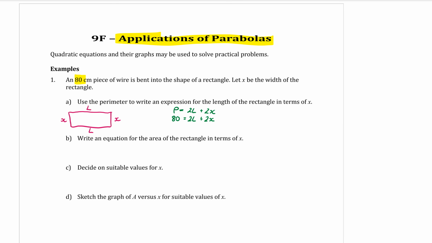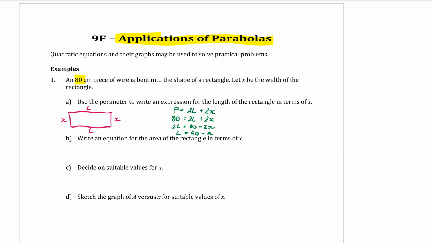80 equals 2L plus 2x. And I've been asked to get an expression for the length of the rectangle. That means I want to make L the subject of this equation. So I want to leave the 2L here, and I'm going to subtract the 2x across to the other side. So 2L would be equal to 80 minus 2x. Now to get the L completely by itself, I now need to divide by 2. So L equals, and I divide each of these terms by 2. 80 divided by 2 is 40, and 2x divided by 2 will be minus x. So there it is. That is my expression for the length of that rectangle in terms of x. So the length is 40 minus x.